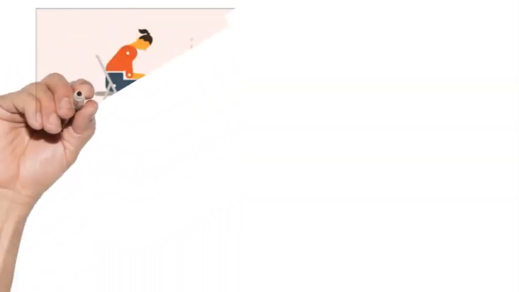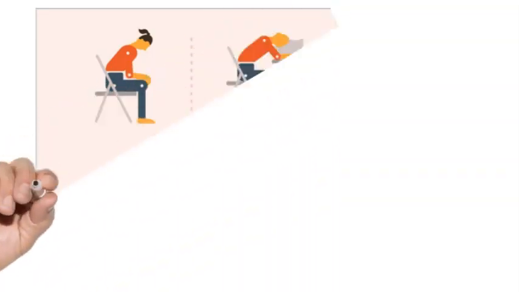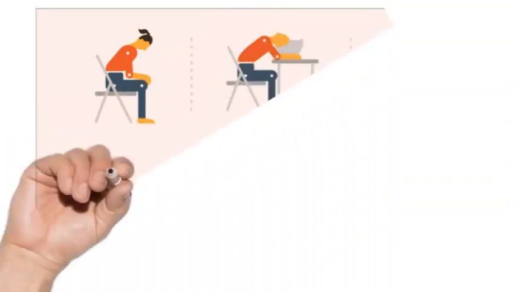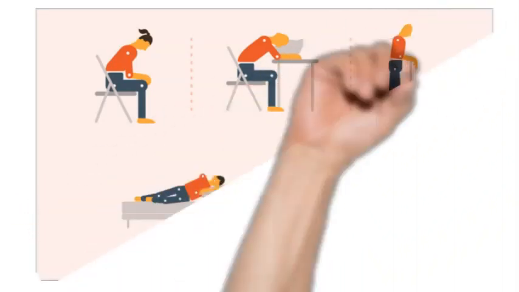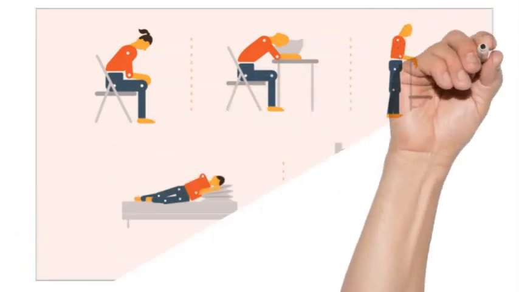COPD is a group of progressive lung diseases that includes chronic bronchitis and emphysema, which can cause symptoms such as coughing, shortness of breath, and wheezing. Bronchitis is an inflammation of the bronchial tubes that can cause symptoms such as coughing, difficulty breathing, and chest discomfort.